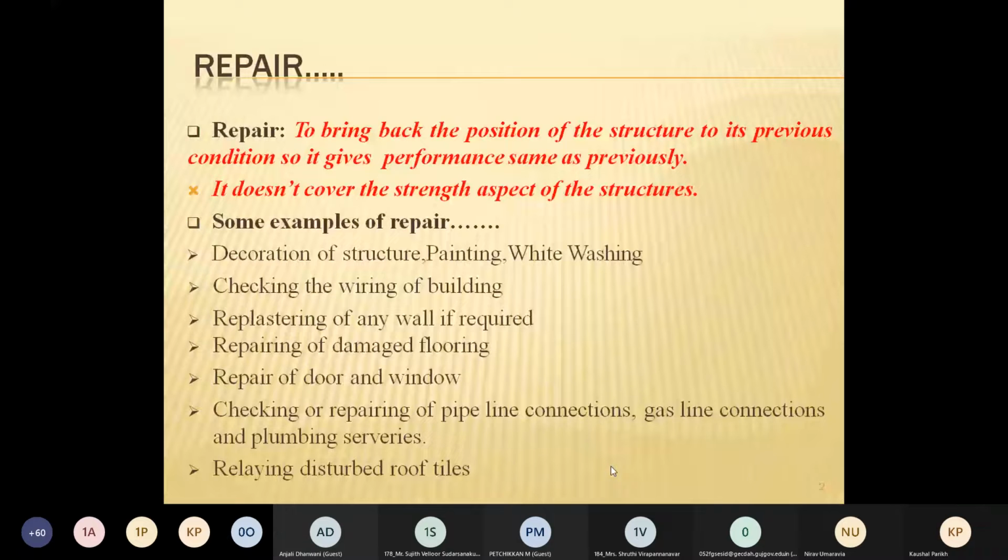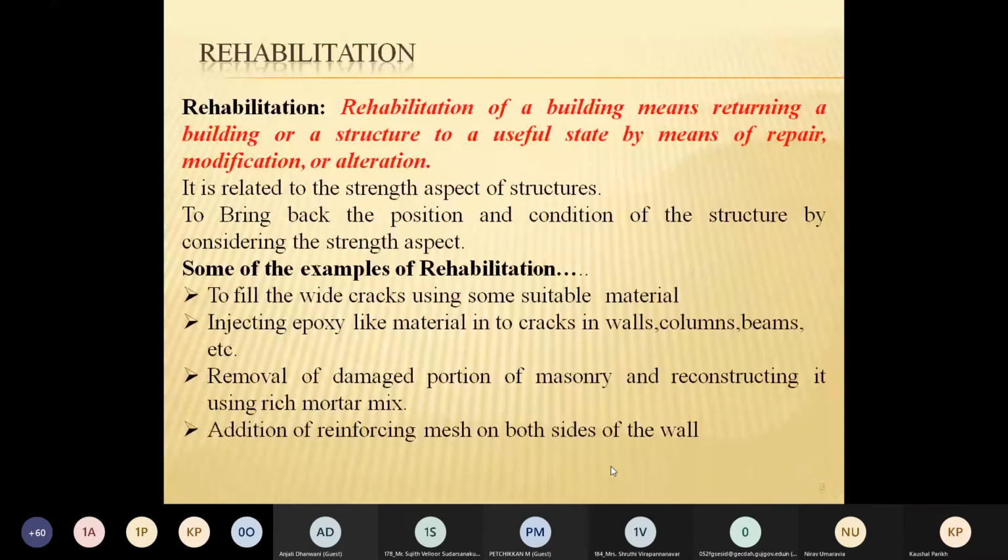Then the next terminology: what is rehabilitation? Rehabilitation of a building means returning a building or structure to a useful state by means of repair, modification, or alteration, which can be done in any kind of structure. So it means that it is related to the strength aspect of the structures also.